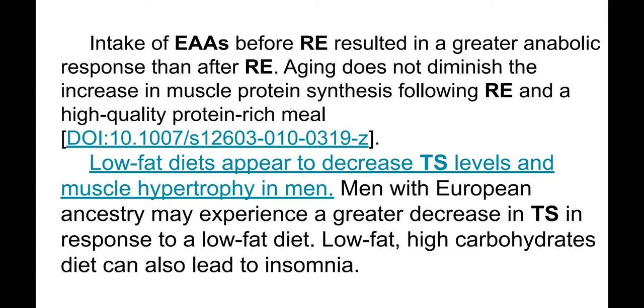Low-fat diets appear to decrease testosterone level and muscle hypertrophy in men. So you see, what is recommended by many dietitians, to reduce the amount of fat, will decrease testosterone level and obviously growth hormone release also. And men with European ancestry may experience a greater decrease in testosterone in response to a low-fat diet. A low-fat, high-carbohydrate diet can also lead to insomnia.